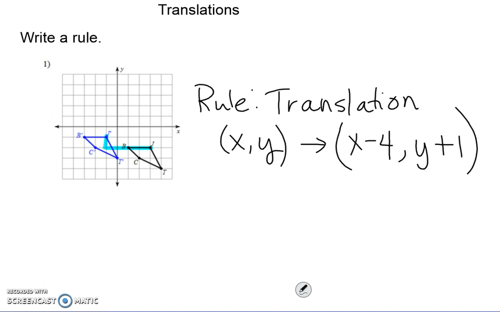Now, if I did have all these mixed up, I'd want to check each point to make sure everything's doing the same thing. T went 4 to the left, 1 up. C went 4 to the left, 1 up. B went 4 to the left, 1 up. So that confirms that that's my rule.